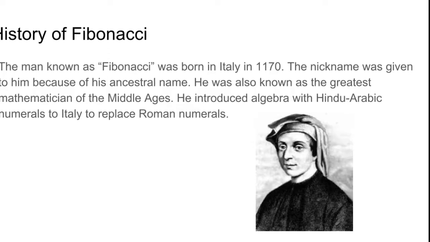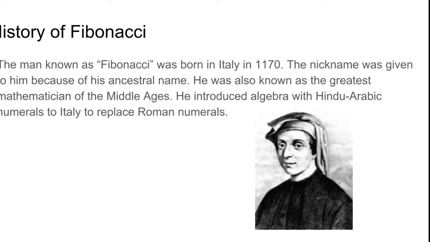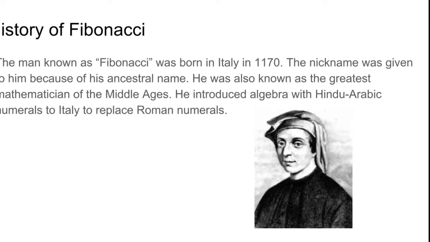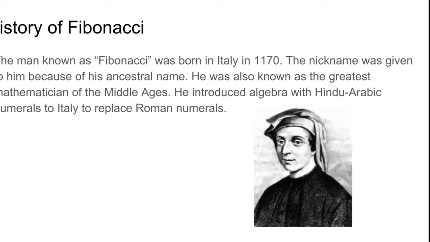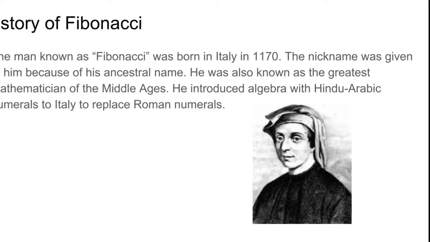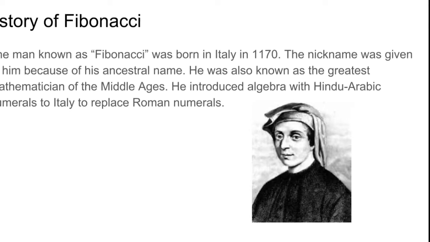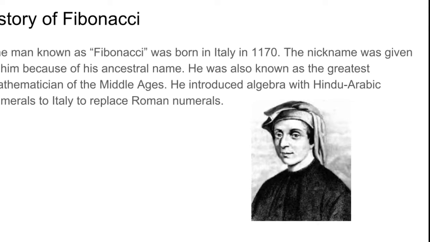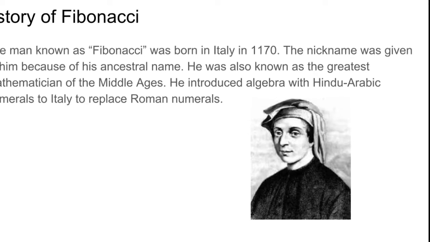History of Fibonacci. The man known as Fibonacci was born in Italy in 1170. The nickname was given to him because of his ancestral name. He was also known as the greatest mathematician of the Middle Ages. He introduced algebra with Hindu-Arabic numerals to Italy to replace Roman numerals.